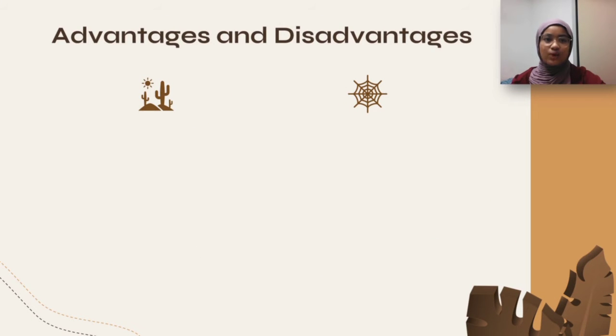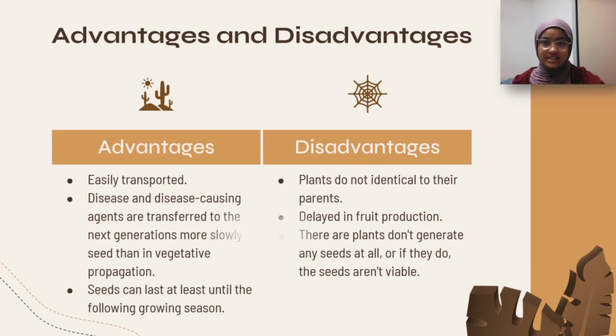So, what are the advantages and disadvantages of the propagation process? The advantage of the propagation process is that it is easily transported. The second advantage, the disease and disease-causing agents are transferred to the next generations more slowly in seed than in vegetative propagation. And the third advantage is seeds can last at least until the following growing season.